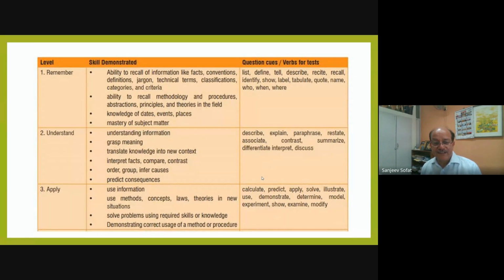Understanding is understanding information, grasping meaning, translating, interpreting facts, grouping them. All these are nothing but some of the understanding questions. We have describe, explain, paraphrase, restate. These are some of the things which are part of our understand level. Then apply. Apply is in case I am able to use the information. Maybe you calculate, you predict, you apply, you solve. All these are nothing but some verbs which we use for this particular apply level.